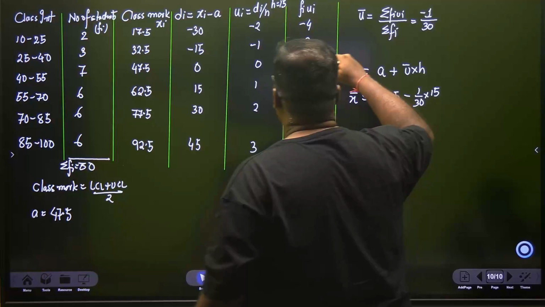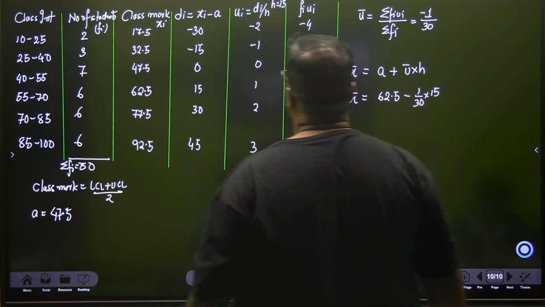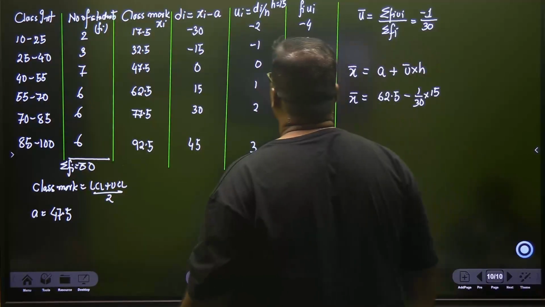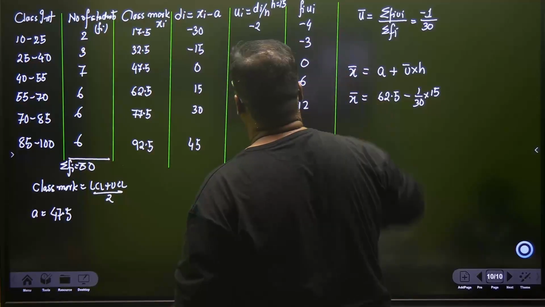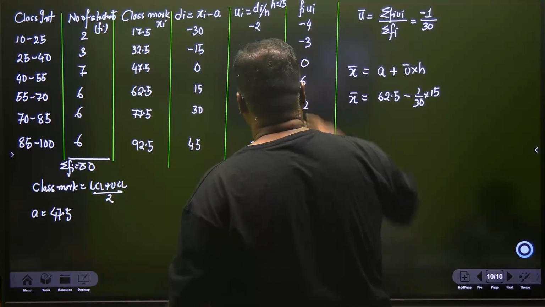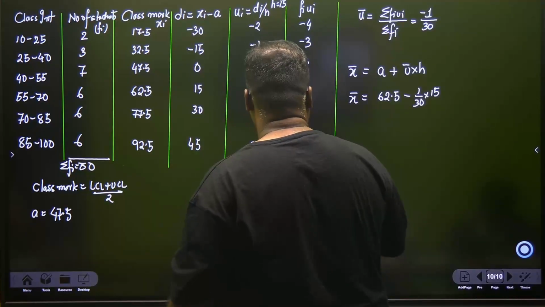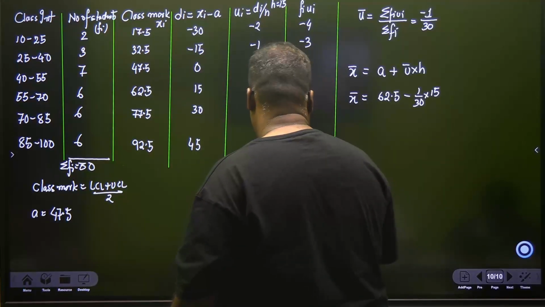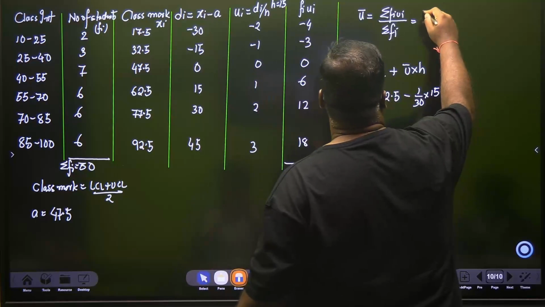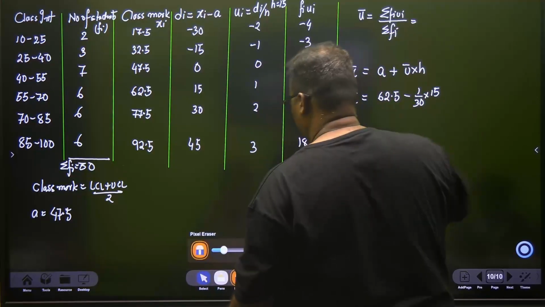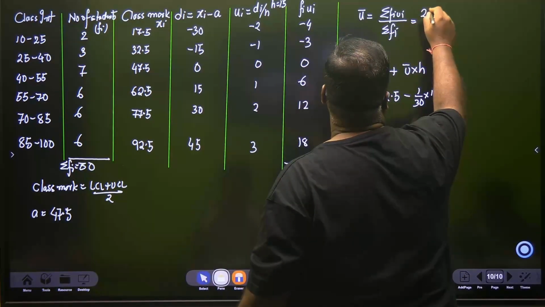Just add this up. 4 and minus 3 makes it minus 7. Minus 7 and 6 gone, how much remains? Minus 1. Minus 1 and 12 gone, how much remains? 11. If we add 11 with 18, how much will it come? 29. Yes or no? So your U bar is how much? Your U bar is 29 by 30. Agreed?